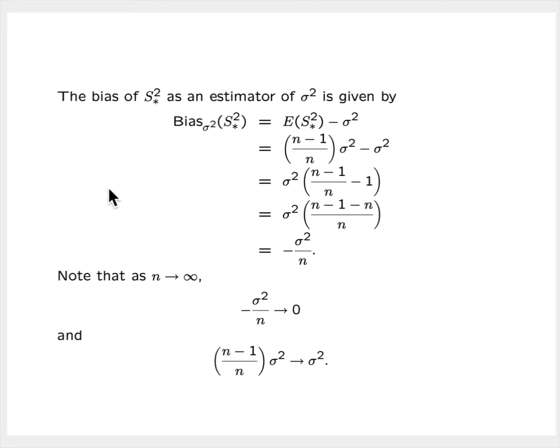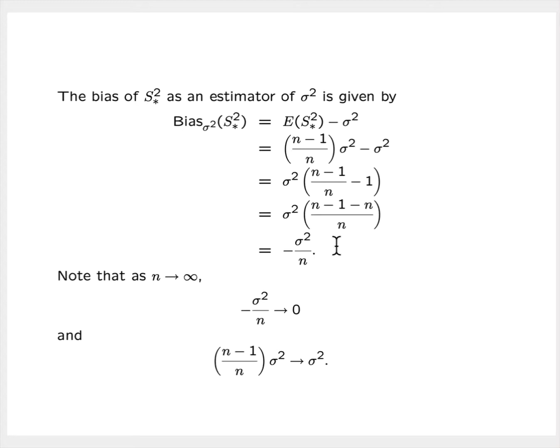Now, the bias of S star squared as an estimator of sigma squared, you'll remember that that's defined to be the difference between the mean of the sampling distribution of the estimator and the parameter that we're trying to estimate. And so the bias of S star squared as an estimator of sigma squared is equal to the expected value of S star squared minus sigma squared. So that's equal to n minus 1 over n times sigma squared minus sigma squared. And that turns out to be negative sigma squared over n.